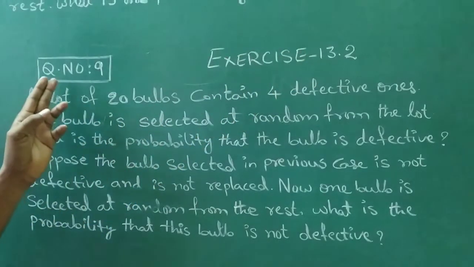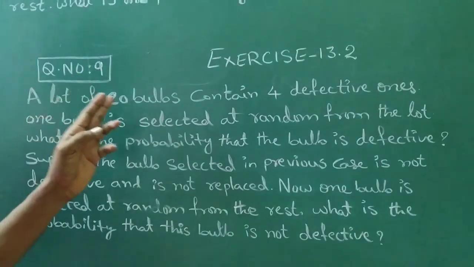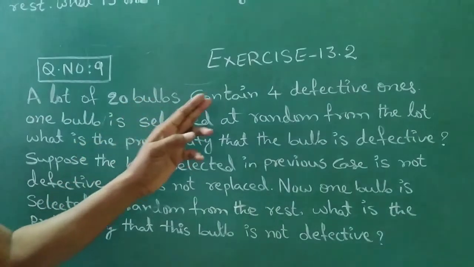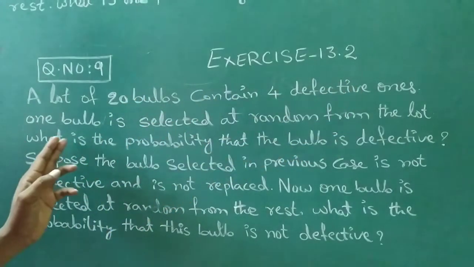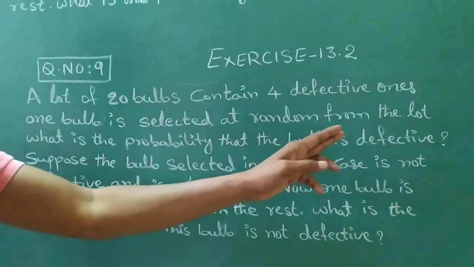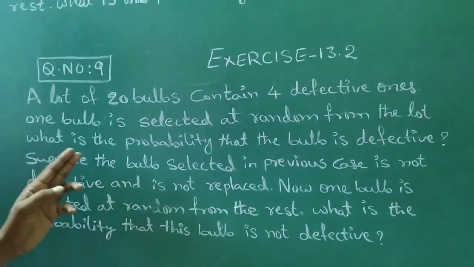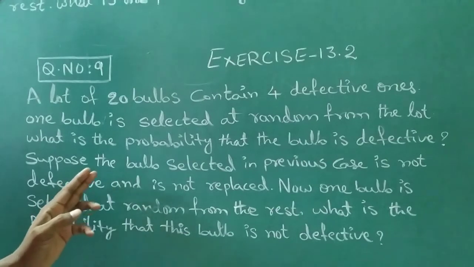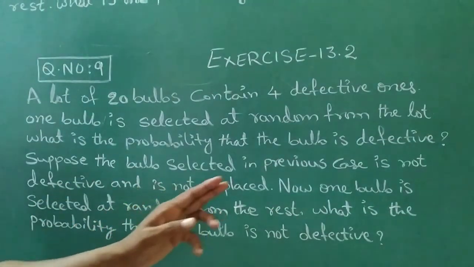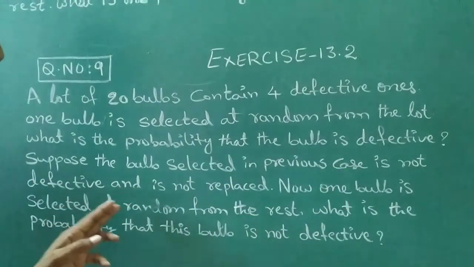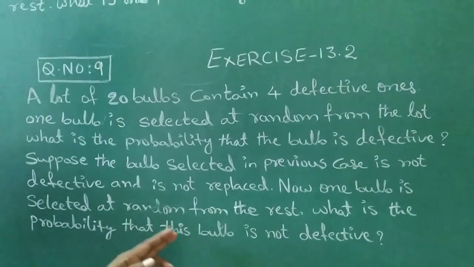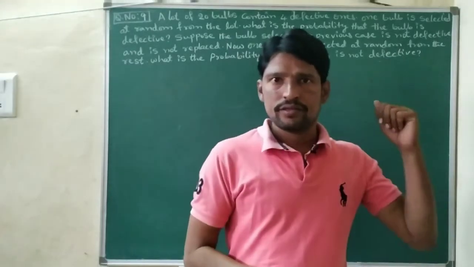Exercise 13.2, question number 9. A lot of 20 bulbs contains 4 defective ones. One bulb is selected at random from the lot. What is the probability that the bulb is defective? Suppose the bulb selected in previous case is not defective and is not replaced. Now one bulb is selected at random from the rest. What is the probability that this bulb is not defective? Let us see the solution.